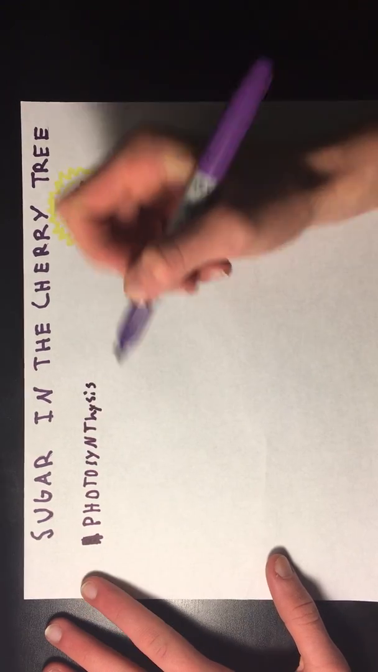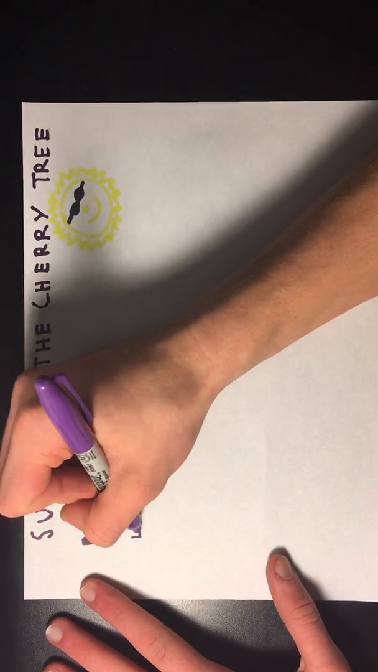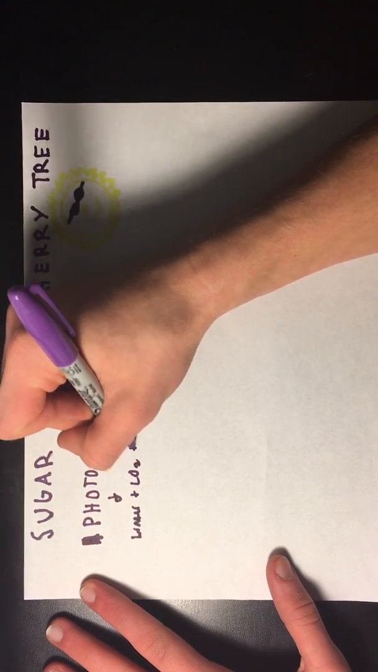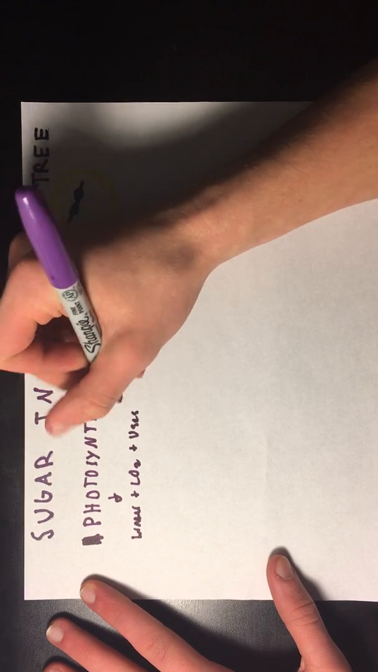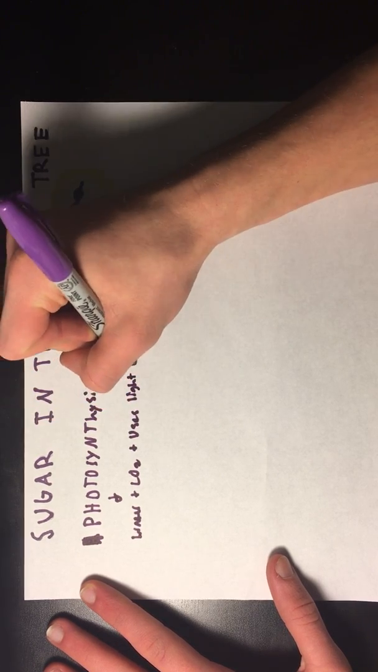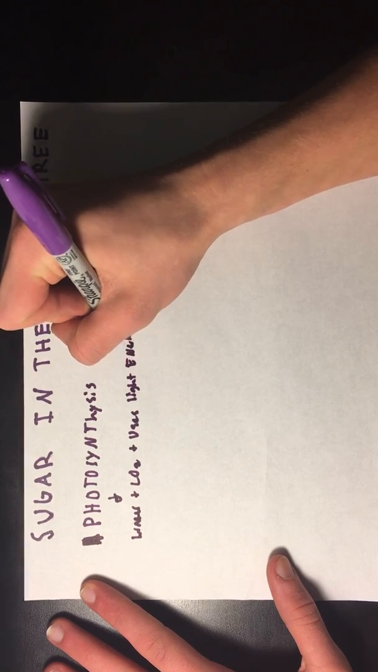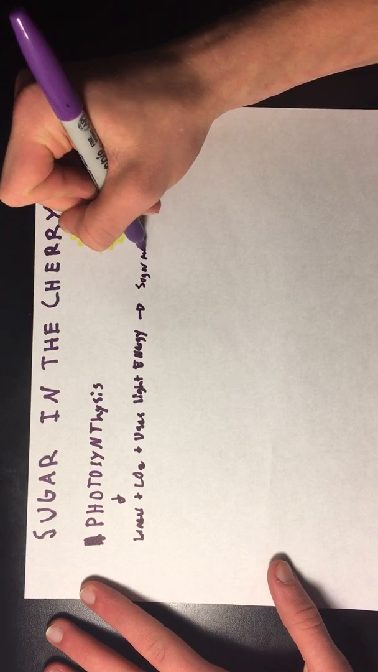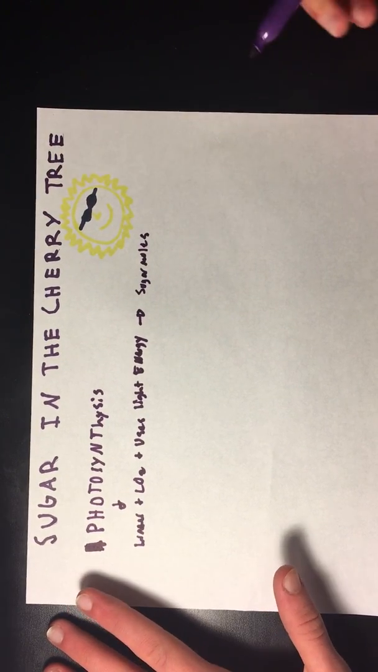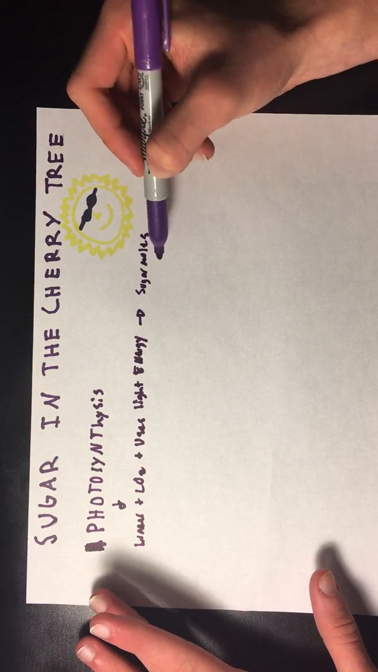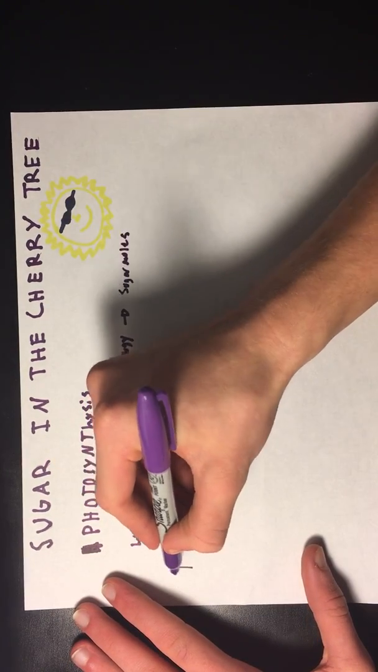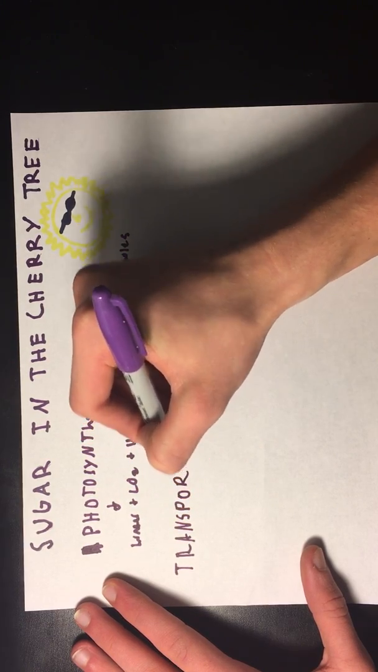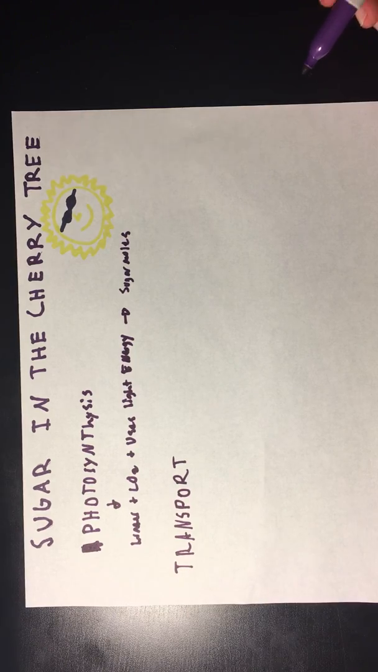And this is a huge process which takes water and CO2 and uses light energy to make sugar molecules such as glucose. Those sugar molecules are transported through two main tubes.